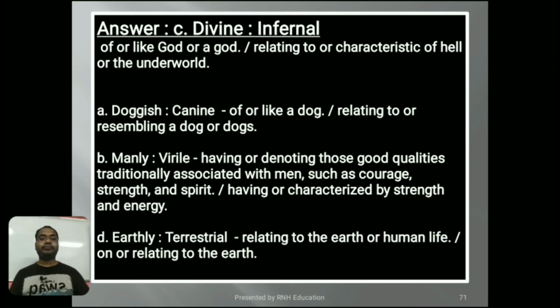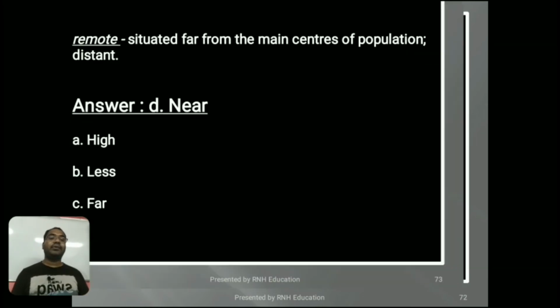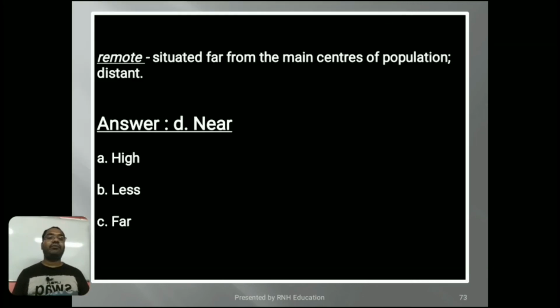Going to the next one, question number 36. The prospect of the marriage is remote. The opposite of remote in this sentence would be option C. A is high, B less, C far, and D near. Now check the answer. Remote means situated far from the main centers or population, that is distant. So the right answer should be near. Other three options were high, less, far. You all know the words because these words are very common.